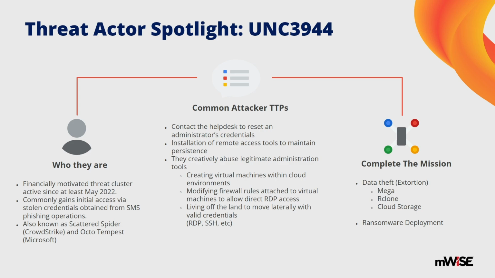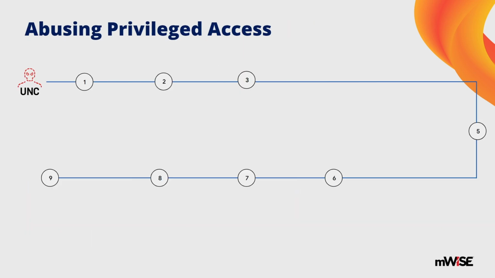Historically, UNC3944's primary goal was extortion and data theft: steal data, intimidate organizations to pay money. However, over the last year and a half, their tactics have evolved to multifaceted extortion, where they not only steal data, but also now mass deploy ransomware at scale. Let's talk through our next case study.